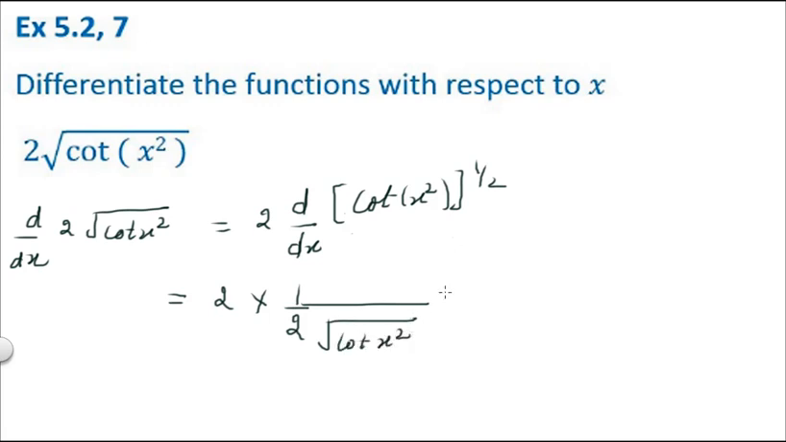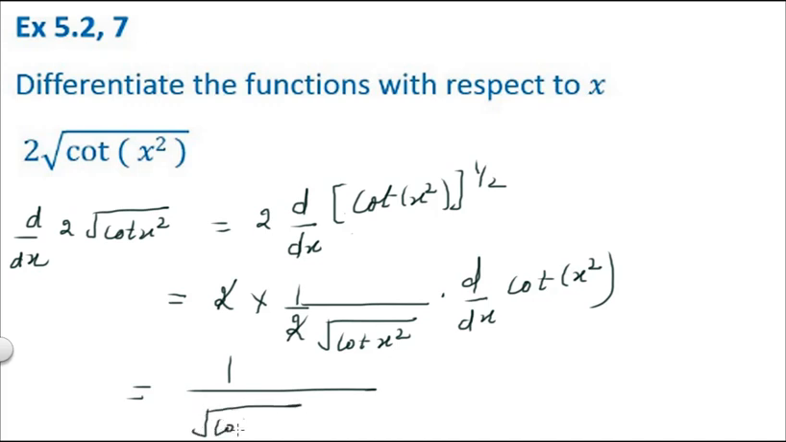Now we have done the power function. We will do now for cot. Cot of x square. We know very well this 2 and 2 will get cancelled. You have 1 upon under root cot of x square. Now you know the differentiation for cot is minus cosecant square x. So minus cosecant square x square. Now after this you are going to write differentiation of x square. And you know very well that the differentiation of x square will be 2x. So just at the end we will write 2x.